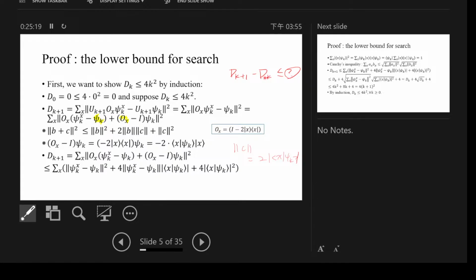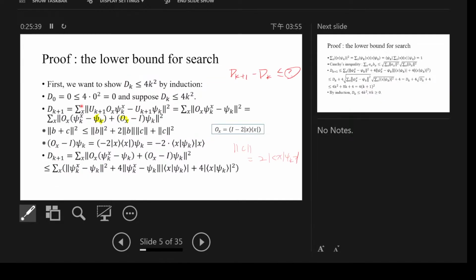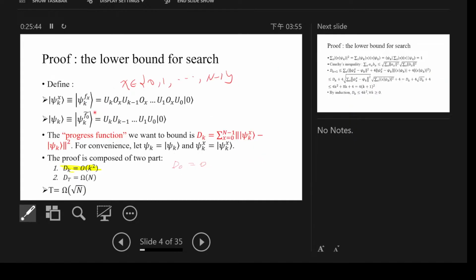Okay. And yeah, so let's start to try to write dk plus 1 in terms of dk. To do that, we want to write psi xk plus 1 and psi k plus 1 from psi xk and psi k. So let's write it out. We see that when you increase k, you just add more unitaries on this.